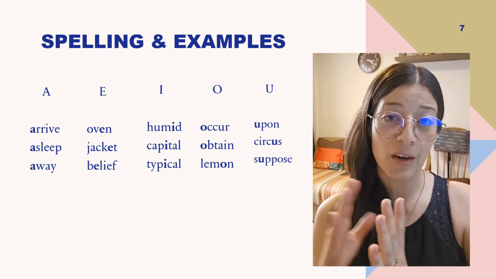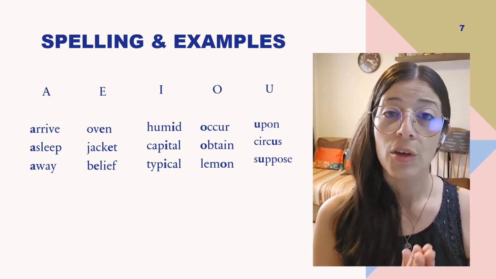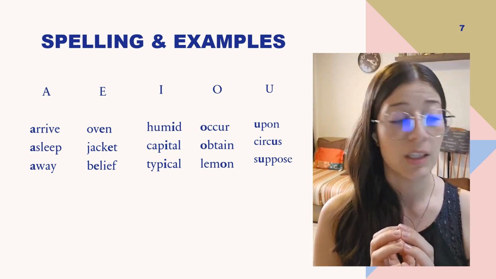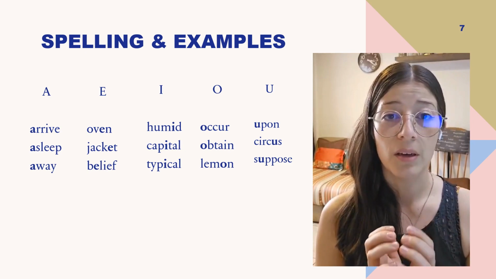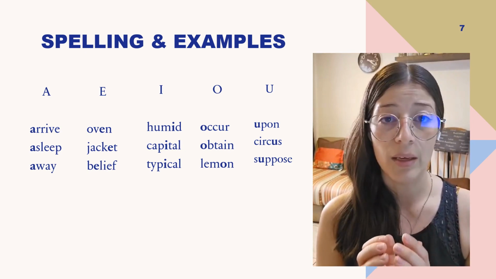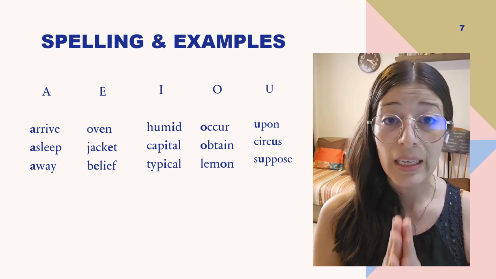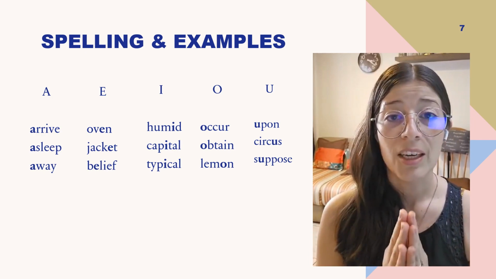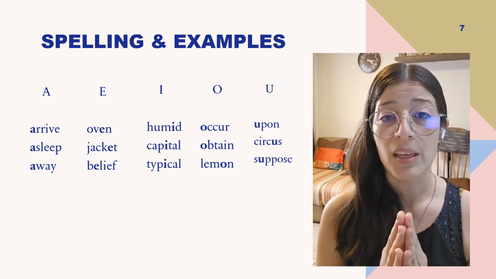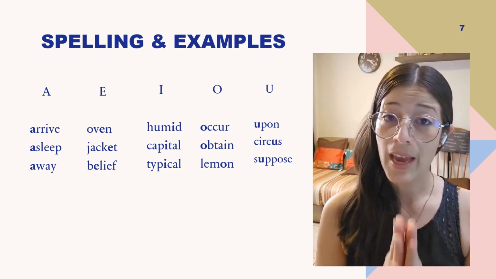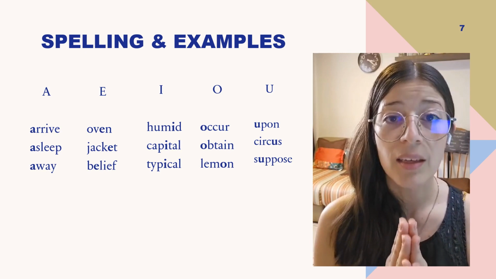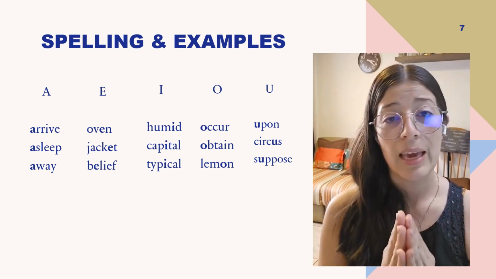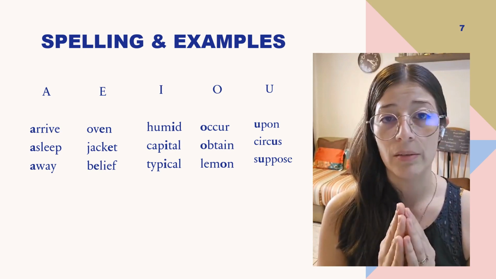It is presented in all vowel sounds. Okay, so if we have it with the vowel A, we will find it in words such as arrive, asleep, and away. With the vowel E, it can sound like oven, jacket, and believe. If we have it with the letter I, it can sound something like in humid, capital, and typical.